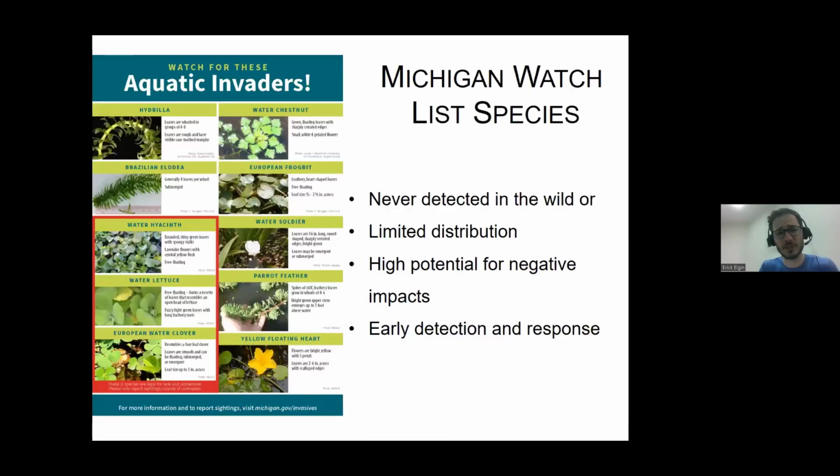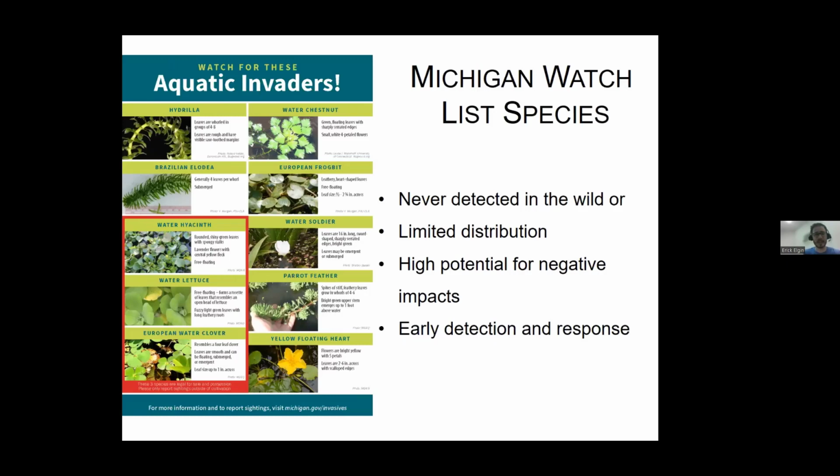So those are the species we have and that we actively want you to look for in your lakes. But of course, there are some very rare species that might be coming into Michigan, and that is looking at our Michigan watch list species. So these species have never been detected in the wild, or they have very limited distribution. They also have a very high potential for negative impacts. And so early detection is very important, so that if it's found, there will be a large reaction towards its control and hopefully eradication.